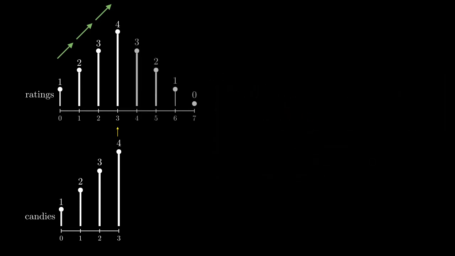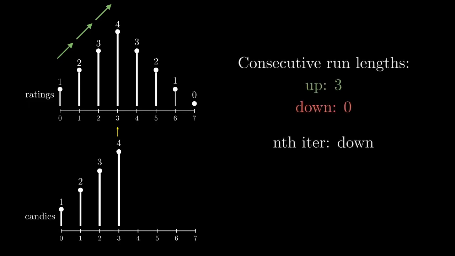What if we extend the ratings array to have decreasing elements as well? We create a new variable named down to store the consecutive number of decreasing elements. For the downward case, we also use a new formula that calculates the nth candy to be equivalent to down. Once again, we'll iterate through the ratings array.